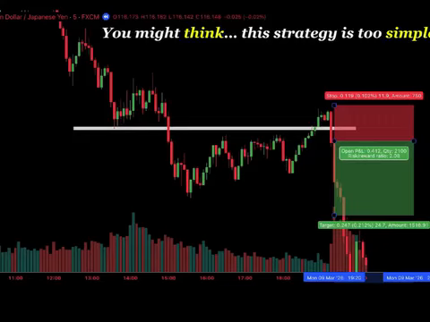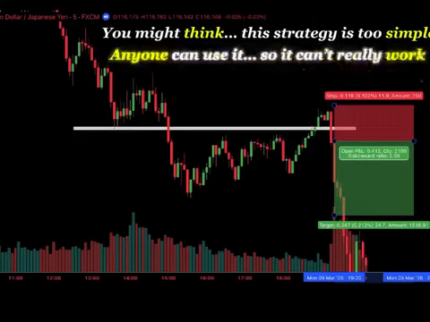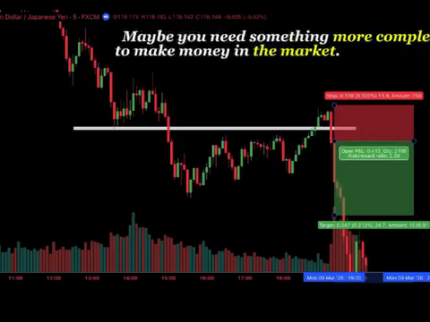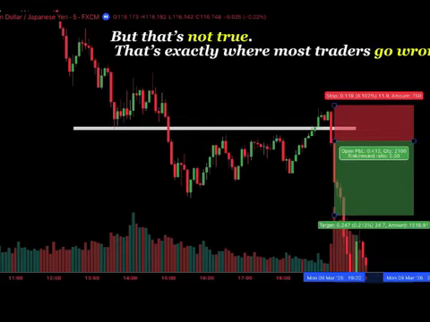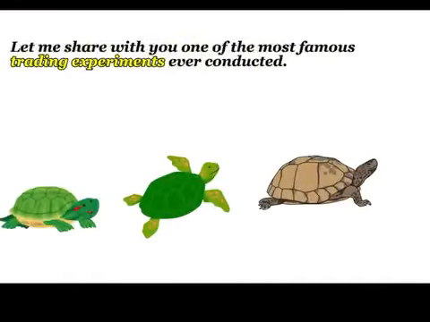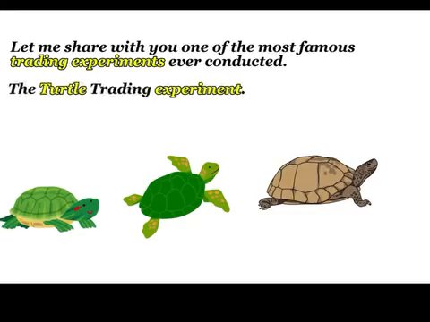You might think, this strategy is too simple. Anyone can use it, so it can't really work. Maybe you need something more complex to make money in the market. But that's not true. That's exactly where most traders go wrong. Let me share with you one of the most famous trading experiments ever conducted: the turtle trading experiment.